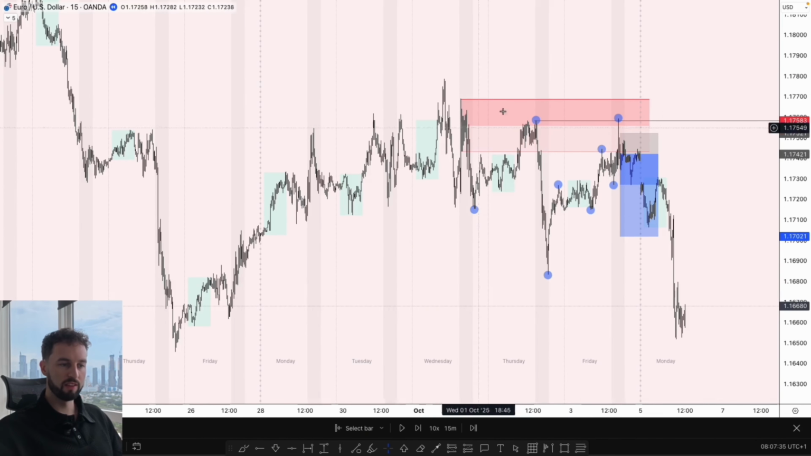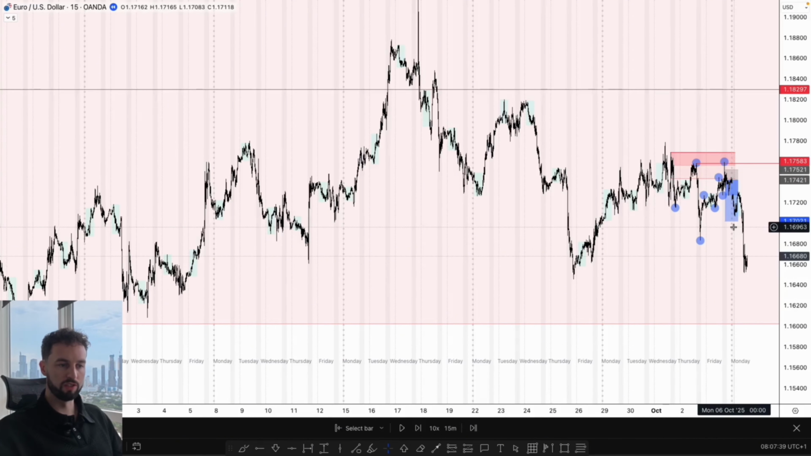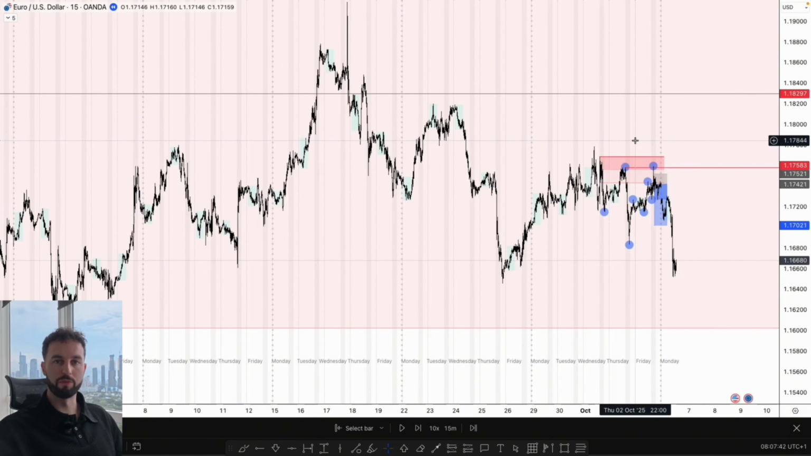So it's just about using these setups in your higher time frame direction. And overall, that's how you're going to capture winning trades. That is how I catch all of my winning trades.